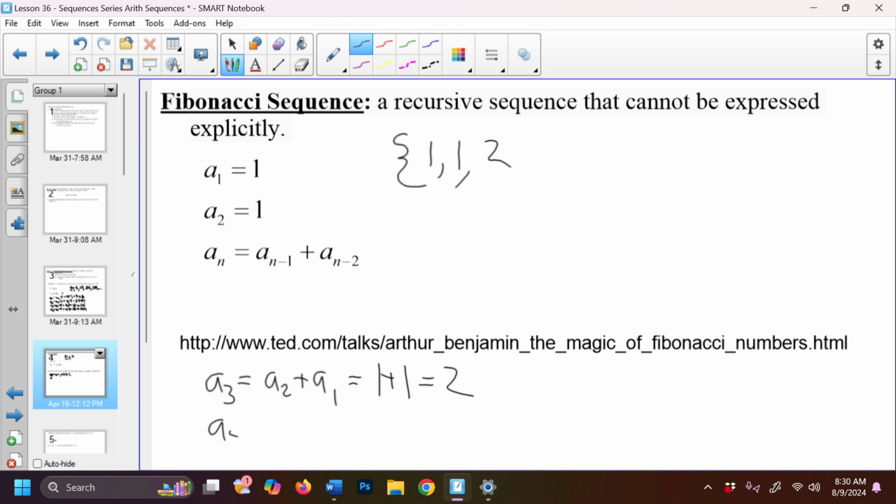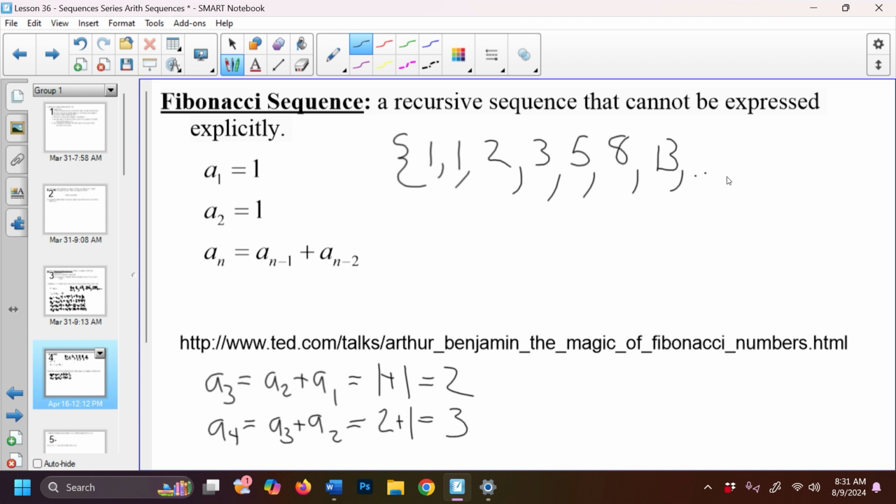And then A sub 4, and this is the last one that I'll do this way for this one, would be A sub 3 plus A sub 2. And we just calculated A sub 3 to be 2. And then we know that A sub 2 is 1, so when I add those together, I get 3. And the next term, and if you see the pattern now, you take the two terms before it, and you add. 3 plus 2 would be 5. 5 plus 3 would be 8. 8 plus 5 would be 13, and it goes on from there.